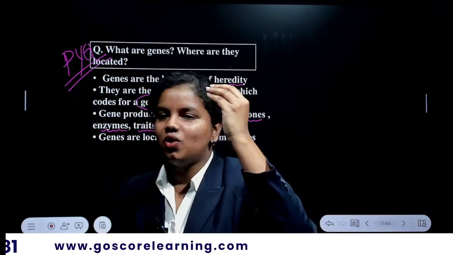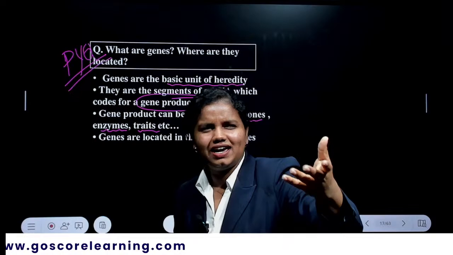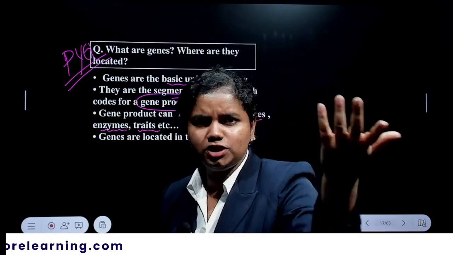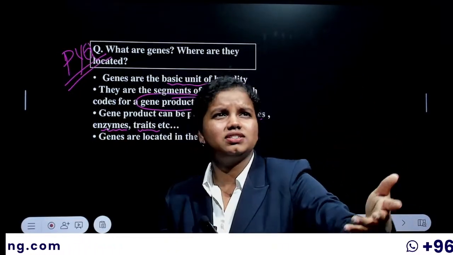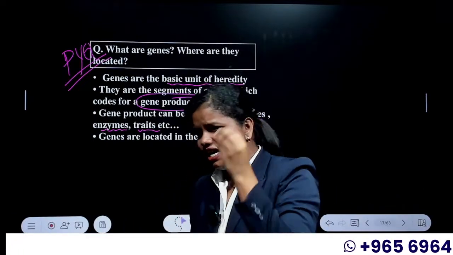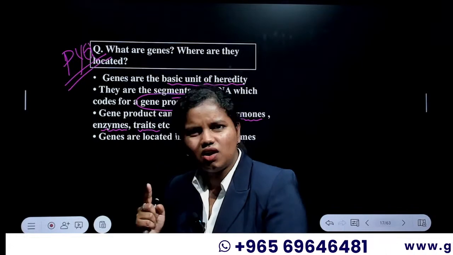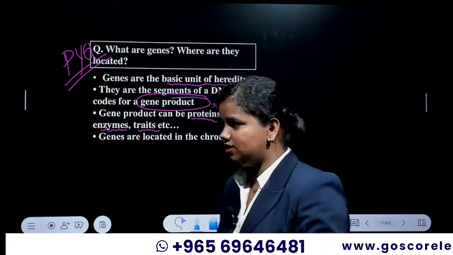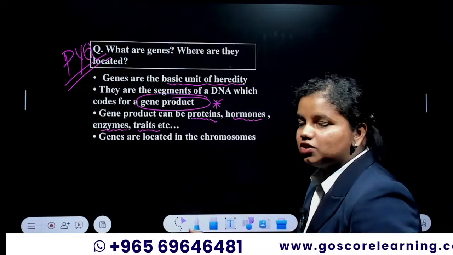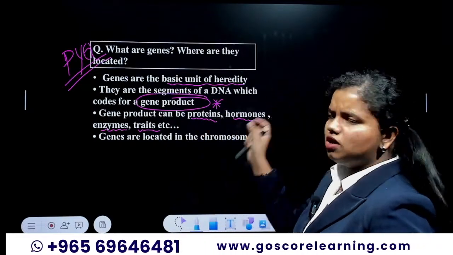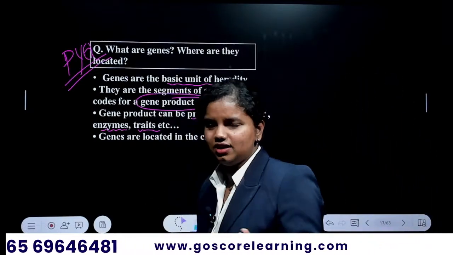So there are hormones like your melatonin, or what your pituitary gland produces, something like growth hormone. These all are hormones. Each and every hormone that is produced in your body is encoded in your gene. Without gene, no hormone, no protein. So gene is encoded with products like proteins, hormones, enzymes, anything.